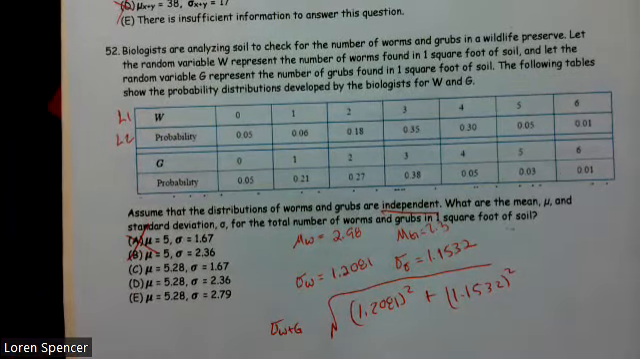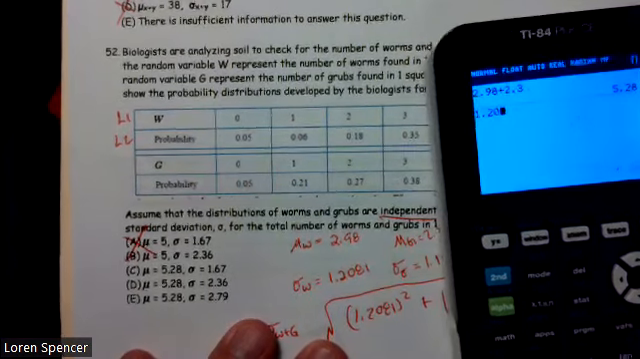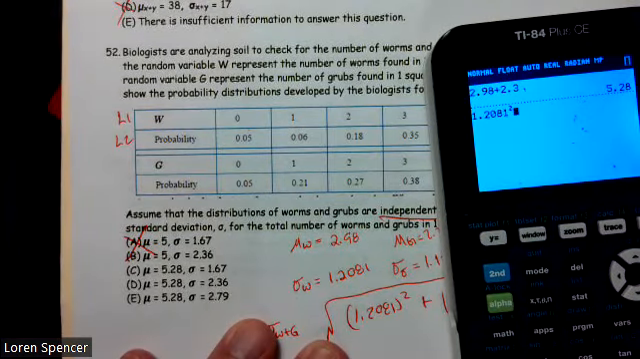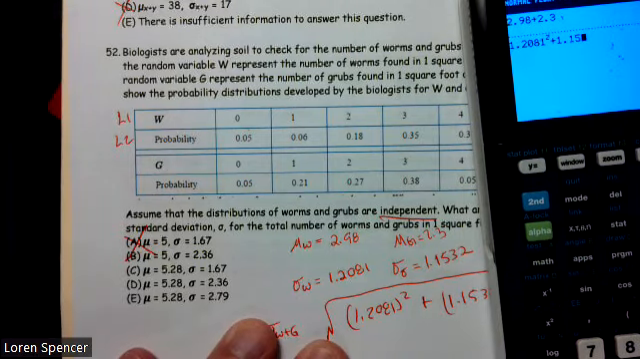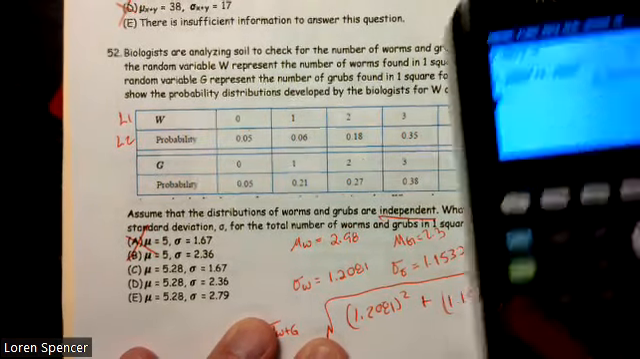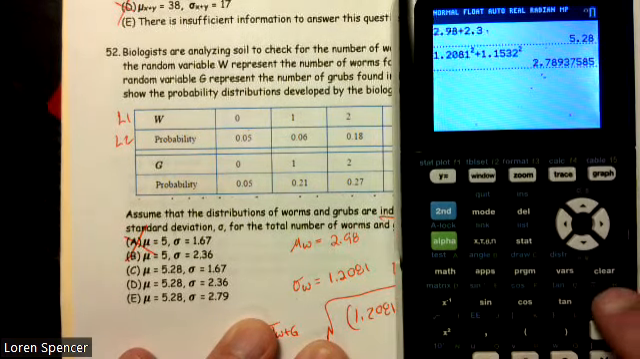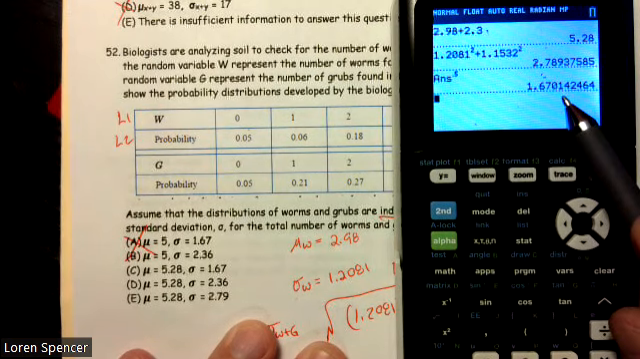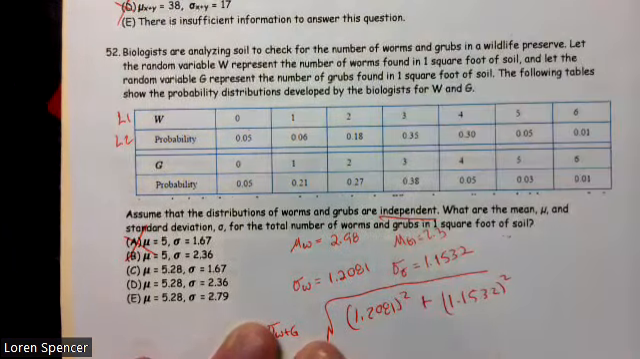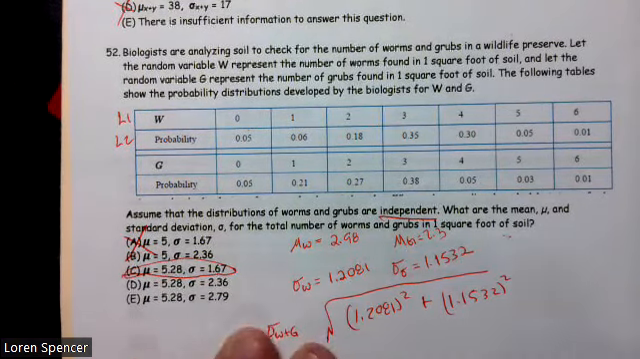Scoot this down just a little bit. All right, so here we go. 1.2081 squared plus 1.1532 squared, and I'll press enter. Then I'm going to take the square root of that, which I do by raising to the half power. I use this button, raise to the 0.5, and I end up getting 1.67. We already had the 5.28, and our 1.67 is here, so our answer choice is C.